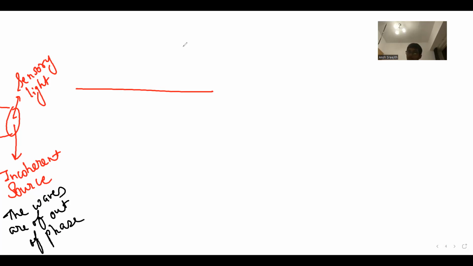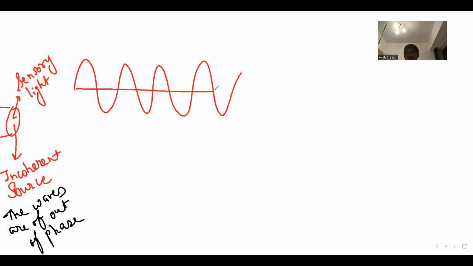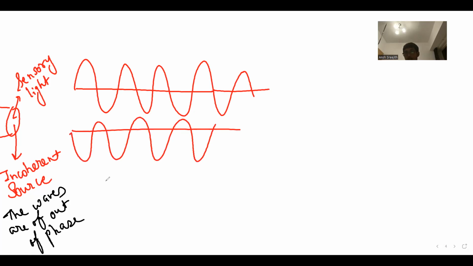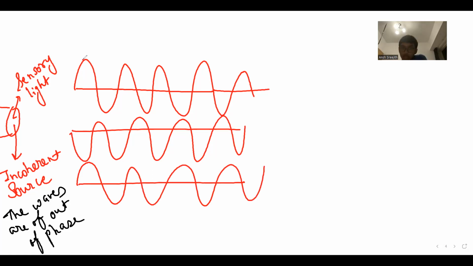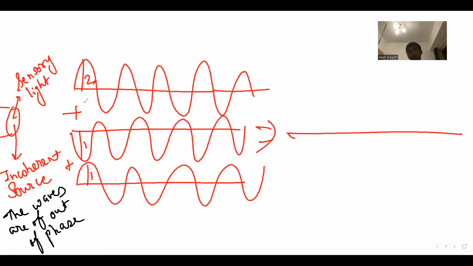Now see here. Suppose this is the light, this is your crest, and this is your trough. Then this is your crest. If we do superposition, what will happen? The amplitude will be less. 2 plus 1, 3. 3 minus 1, it's 2.